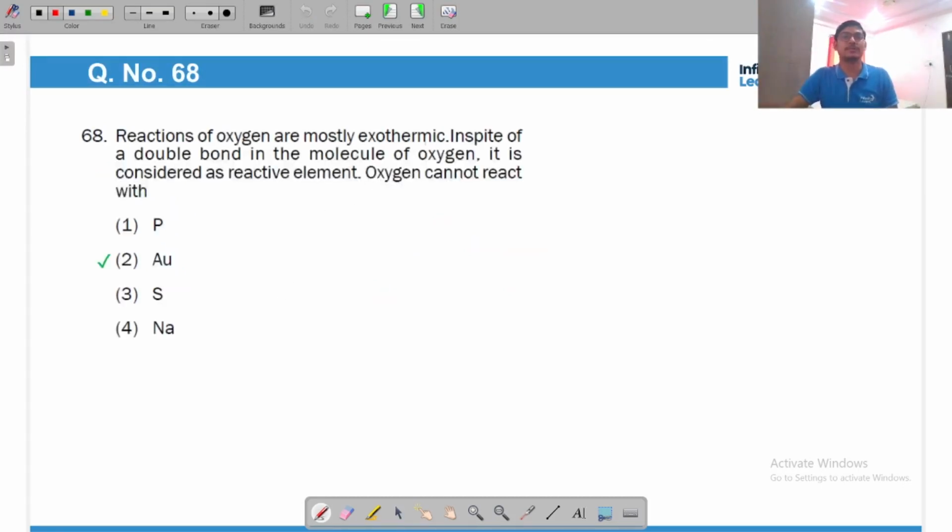Reactions of oxygen are mostly exothermic in spite of the double bond in the molecule of oxygen. It is considered a reactive element. Oxygen cannot react with noble gases and some of the noble metals directly. So gold is most likely the correct answer here.